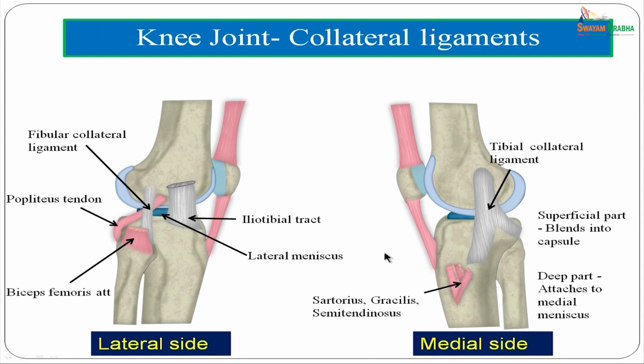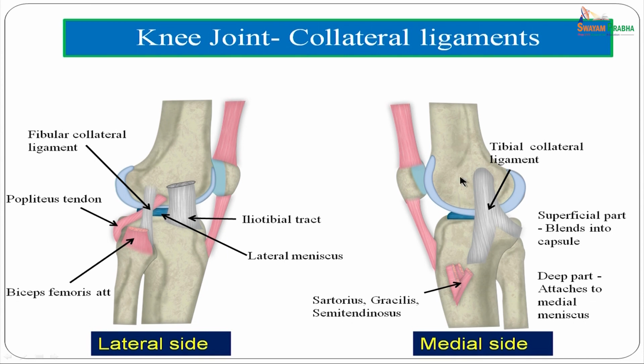On the other hand, if you look on the medial side, there is a ligament which is extending from the medial condyle of the femur and is extending down onto the medial aspect of the tibia. This is the tibial collateral ligament. It is also called the medial collateral ligament. Whereas the fibular collateral ligament is a rounded cord-like structure, the tibial collateral ligament is a flattened structure and is weaker than the fibular collateral ligament.